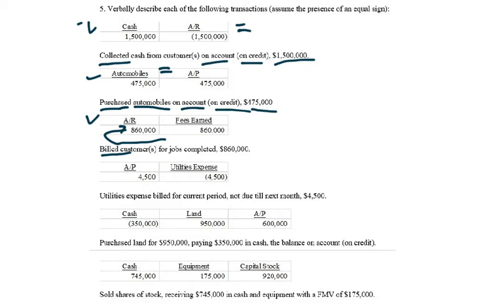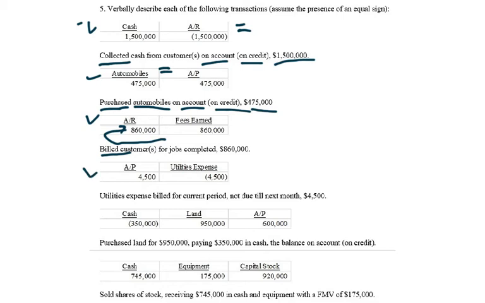Likewise, you could have said what? Completed jobs for customers on account or on credit, 860. That would also be an adequate answer, and taking that verbal description, that's how I would do it in the accounting equation form. Plus 860 to AR, plus 860 to fees earned. So again, there's some latitude in how you can describe this, not just one way.